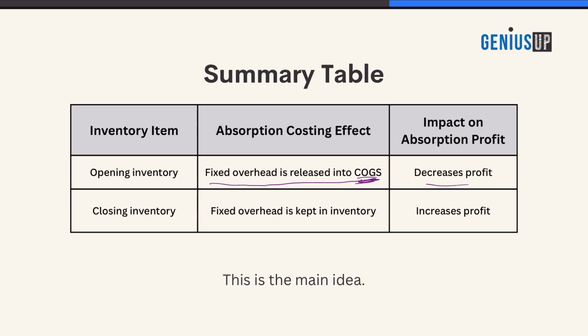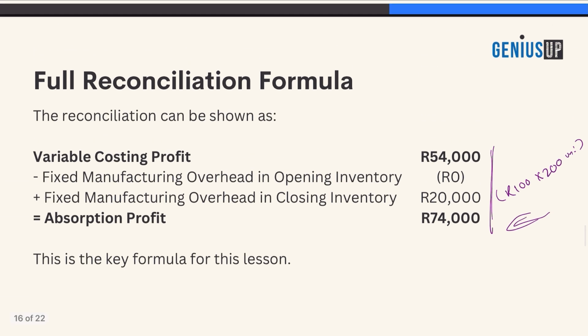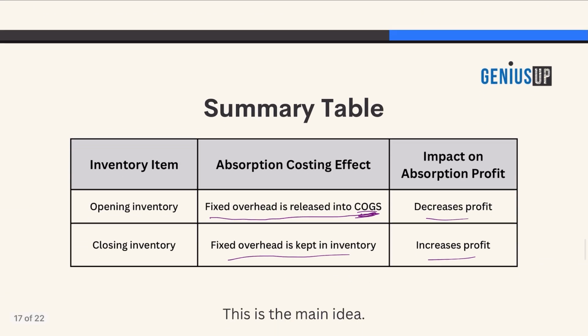Closing inventory, on the other hand: fixed overheads are kept in inventory and they are deferred from being expensed until next year, right, when those goods will be sold. So if we're deferring an expense, the profit will increase, because by delaying an expense, it's causing your profit to increase. So this is the main idea behind this reconciliation formula: opening inventory decreases absorption profit, closing inventory increases absorption profit.